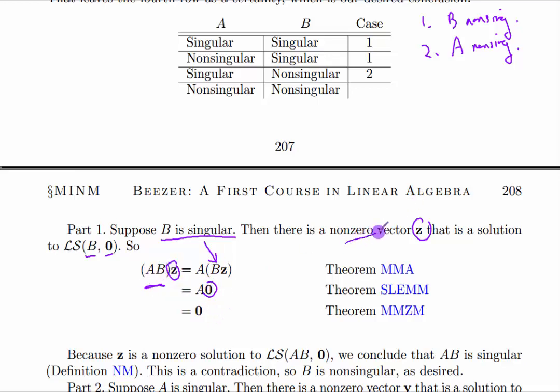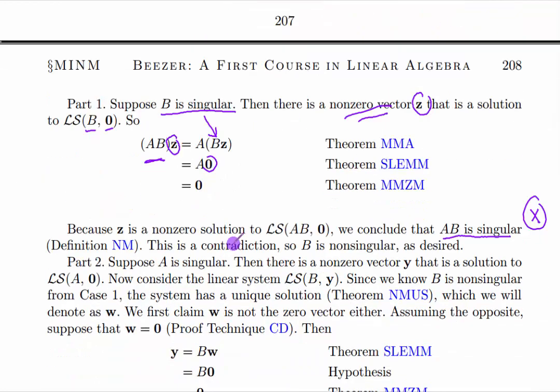But Z is a non-zero vector. What do I conclude from this? I have AB times a non-zero vector equals 0. That means that AB is singular. This is a contradiction. Remember, I'm assuming that AB is non-singular. So the fact is that you can't possibly have B as singular because that contradicts what I'm assuming about AB. All right. So B is non-singular.